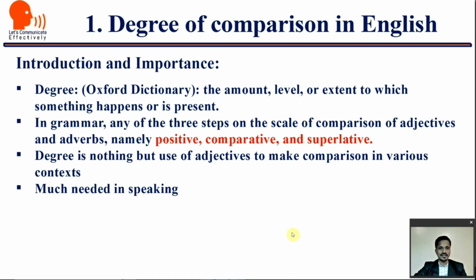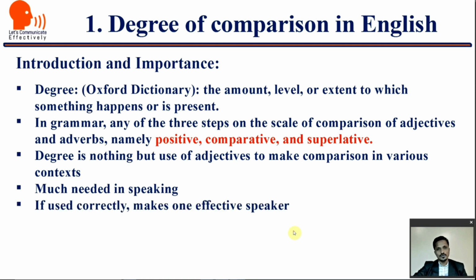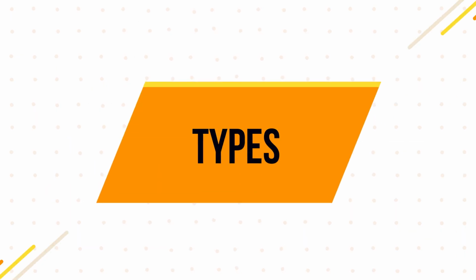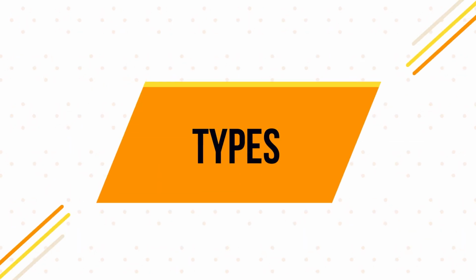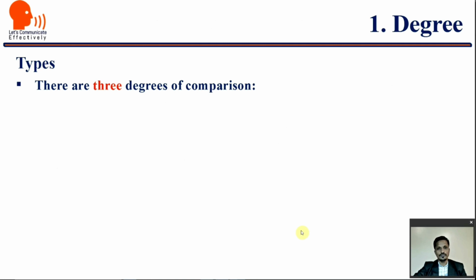It is much needed in speaking. So when we speak, we usually use the degree to make comparisons and to show something is better or someone is better than someone else. If it is used correctly, definitely it makes us an effective speaker. Types of degrees. There are 3 degrees of comparison.